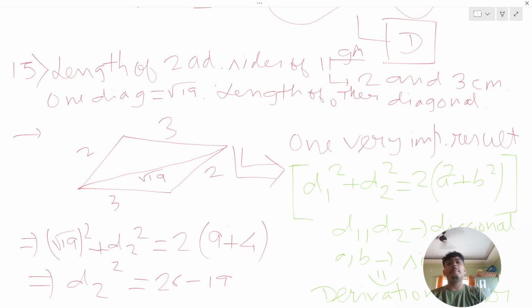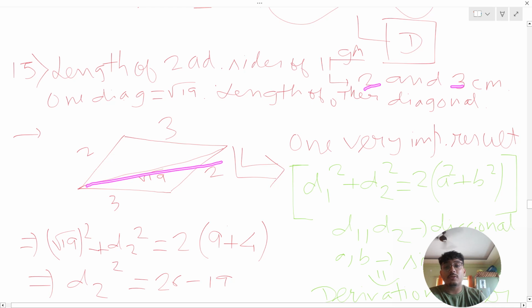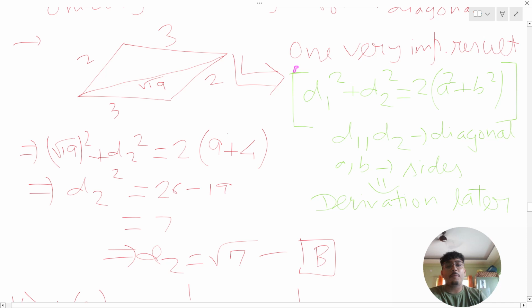So yeah, this question is a very formula based question. The lengths of two sides of a parallelogram are given to be 2 and 3, and one diagonal is root 19. We basically need to find the length of the other diagonal. Now this formula is often derived while teaching geometry, which I will also be deriving. Its derivation comes from the simple cosine rule, nothing very complicated. If you want, you can derive it. I will be deriving it while teaching geometry.